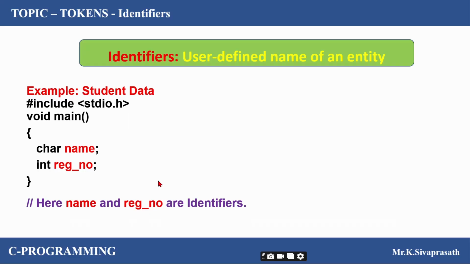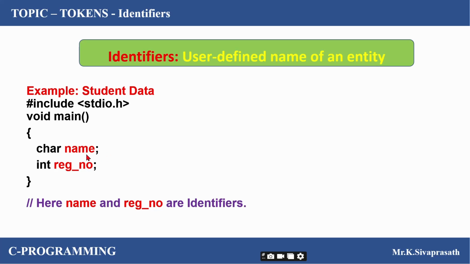Now coming to the identifiers. These are nothing but the user defined name of an entity. The programmer, for his convenience, is supposed to include the entity for the different types of data to be entered. For example, under the main function, the programmer will be choosing the character name, the name of the student, whatever it may be.